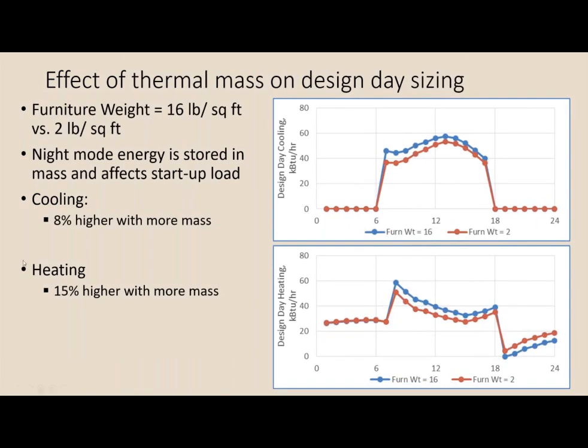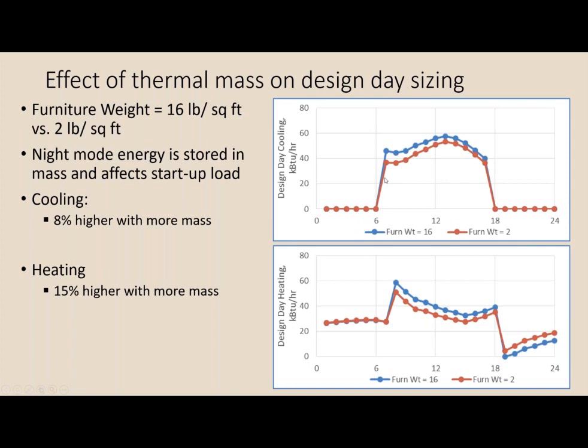Some other issues that I ran into were related to thermal mass. So I've got actually kind of two different approaches to looking at that problem. The first is with the furniture weight keyword in the model, and I'm comparing a furniture weight of 16 pounds per square foot to 2 pounds per square foot. And so again, the top graph is cooling, the bottom graph is heating.